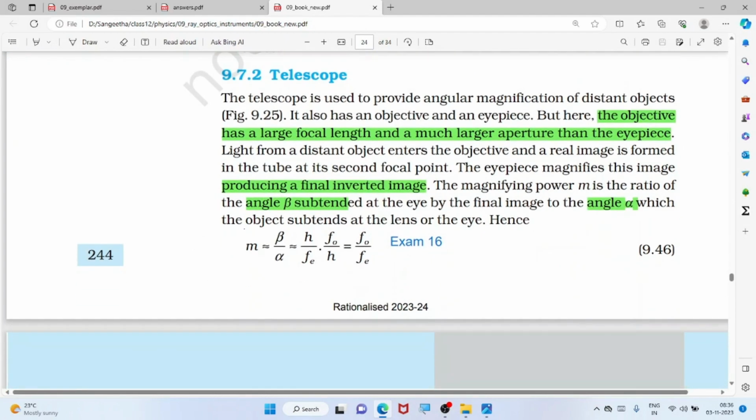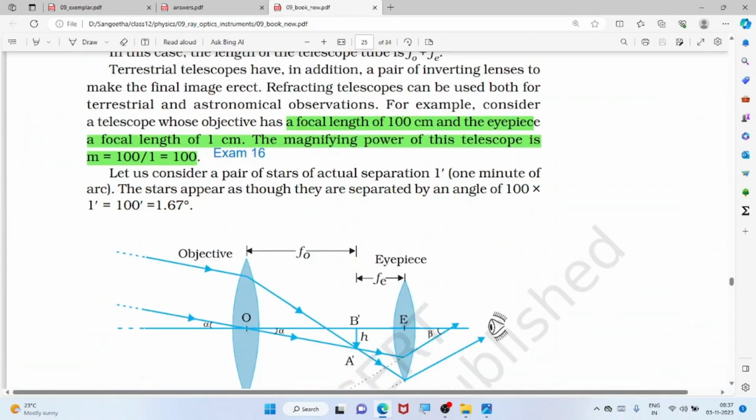For the telescope, this is the magnification. It is forming the inverted image. See, this objective has a larger focal length than the eyepiece. Okay, this is important for the telescope. This is the magnification.